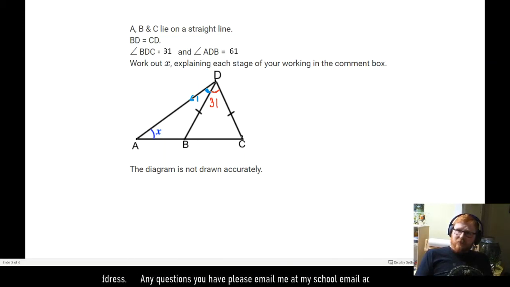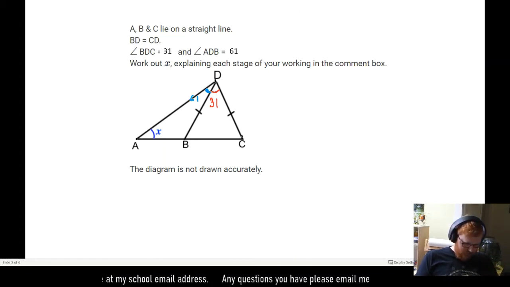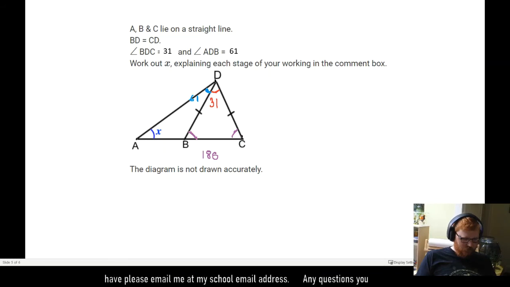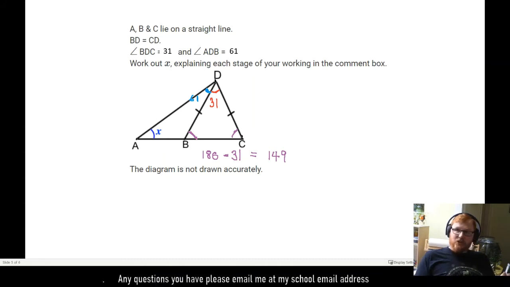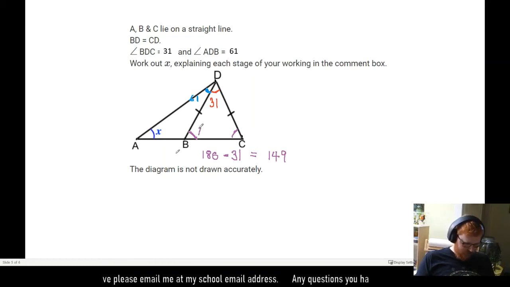Okay, now because this triangle on the right here is an isosceles triangle, because those two sides are the same, I know that this angle and this angle are equal, and they are equal to 180 take away 31, because angles in a triangle add up to 180. That's equal to 149. And if I divide that by 2, I then get each of those angles, and dividing that by 2 is going to be 74.5, which is really irritating.